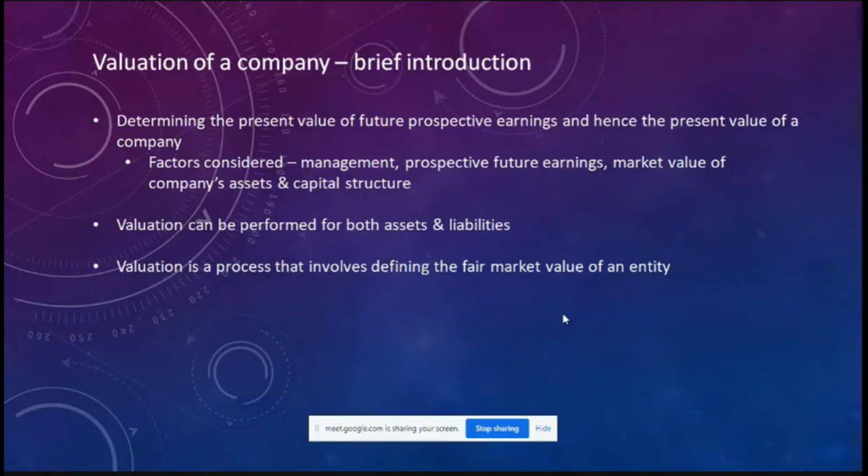Ma'am, Shantika this side. Ma'am, I have a very basic doubt. When you say the term venture capitalist, private equity, ma'am, what is this exactly? Very similar entities, but slight difference.